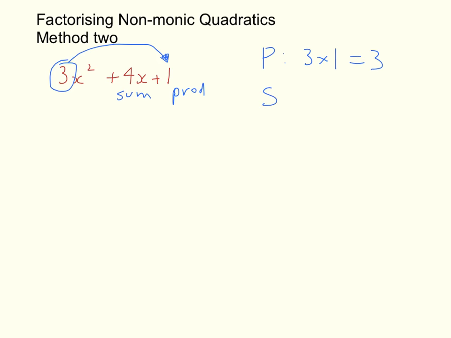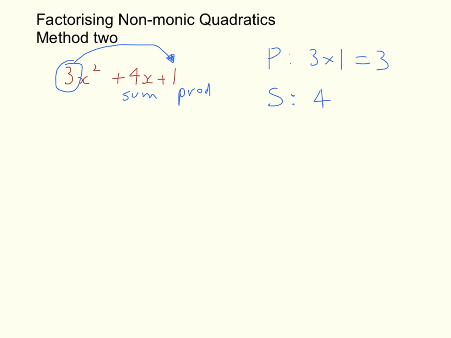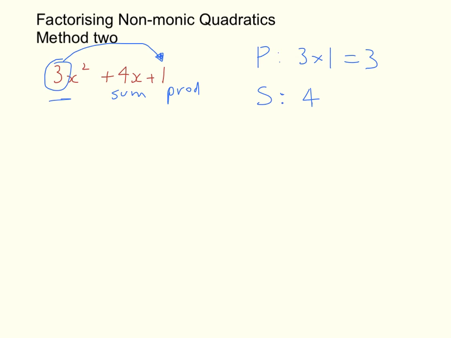And our sum is still 4. Okay? So to find my product, I multiply the number in front of x squared and my constant term. So I get 3 times 1 is 3. Now, what I'm looking for is numbers that multiply to give 3 and add to give 4. Well, my factors there will be 3 and 1. Okay, so my factors are 3 and 1.